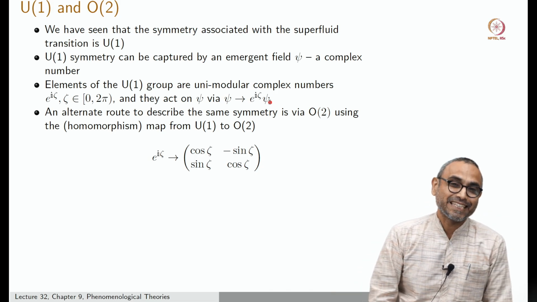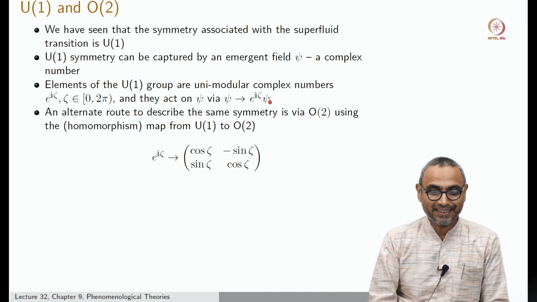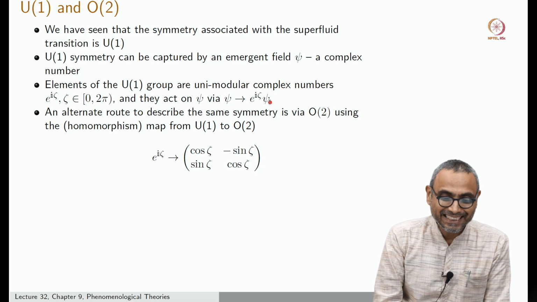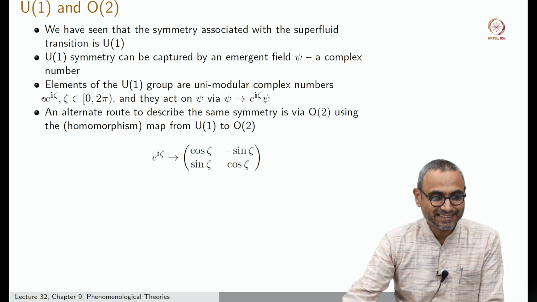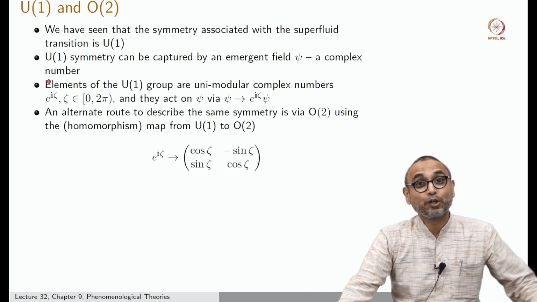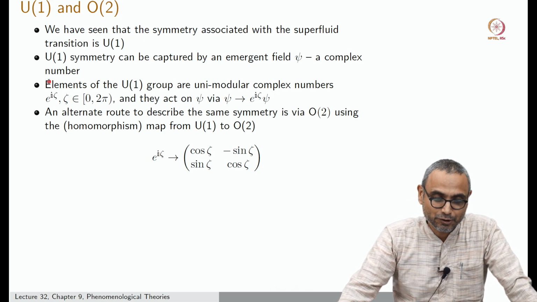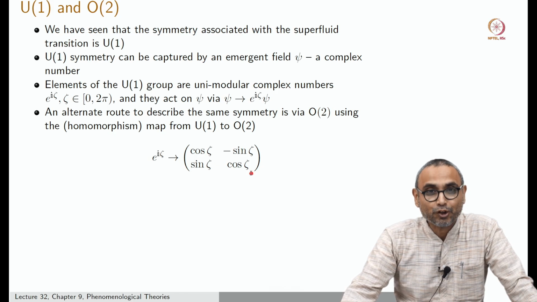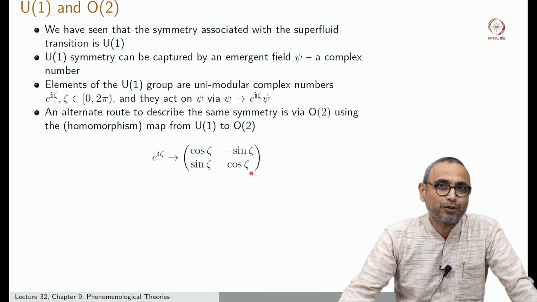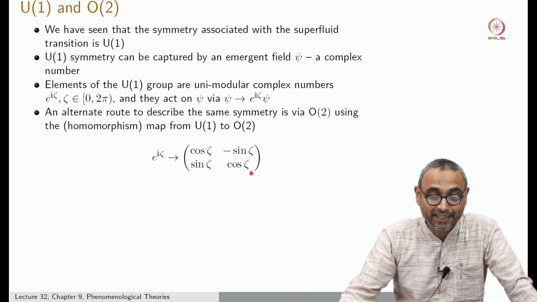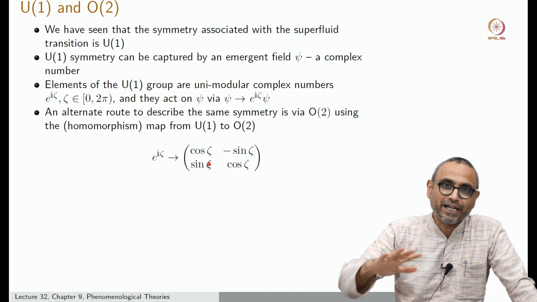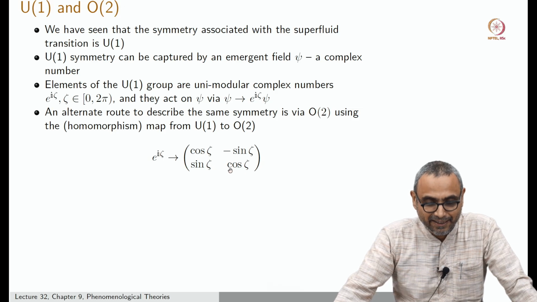Alright, now I'll show you that there is an alternate way to describe this using O2 symmetry. How do we see that? You can see that there is a map between this object e to the i zeta and 2 by 2 orthogonal matrices. So what is that map? Whenever I see this complex number e to the i zeta, I associate that number with this 2 by 2 orthogonal matrix. You just think about elementary rotations on two-dimensional real space that you have studied. You will see that this is the matrix that you're very familiar with. So this is rotating by some angle zeta.